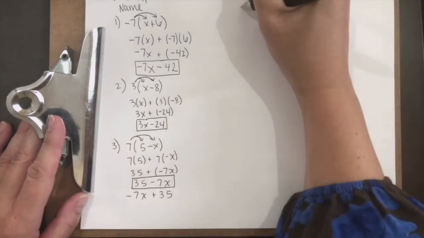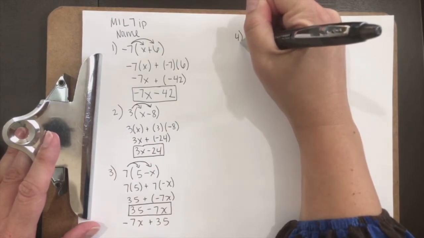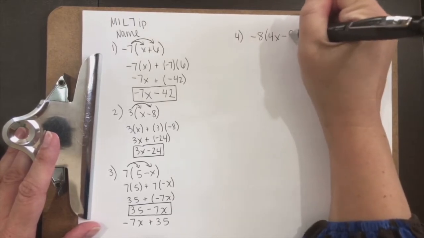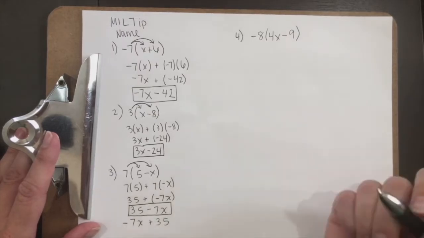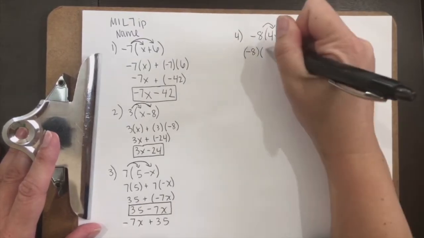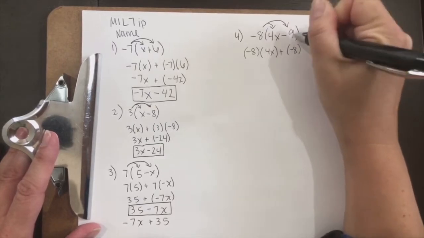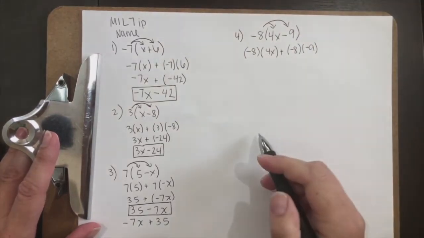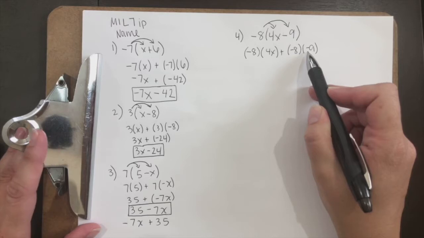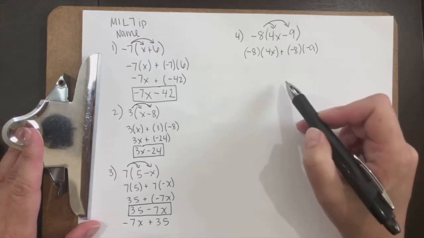All right, let's go to number 4. Rewrite using the distributive property. -8 parentheses 4x minus 9. So we'll do -8 times this first number, 4x, plus -8 times the second number, -9. And I'm putting these parentheses around the negatives so that I remember that that number is negative, and I know to figure that out when I do the multiplication.